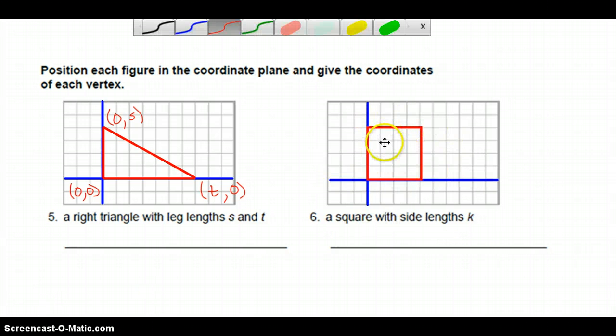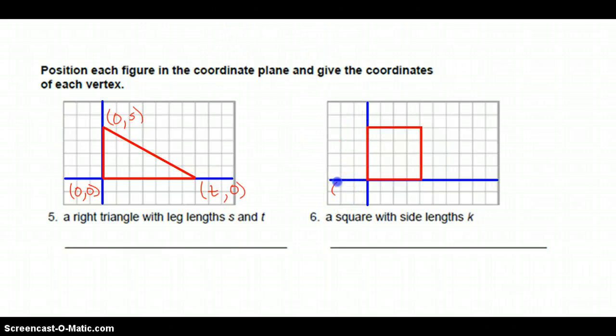Okay, your square should look something like this, and we're going to make, again, one vertex at the origin using these side lengths so I can use zeros as much as possible. The origin coordinates are 0, 0, and then k is the length of each side. So the coordinates here, 0 is the x-coordinate because it's on the y-axis, and our y value that we're picking is the length k, so y is k.